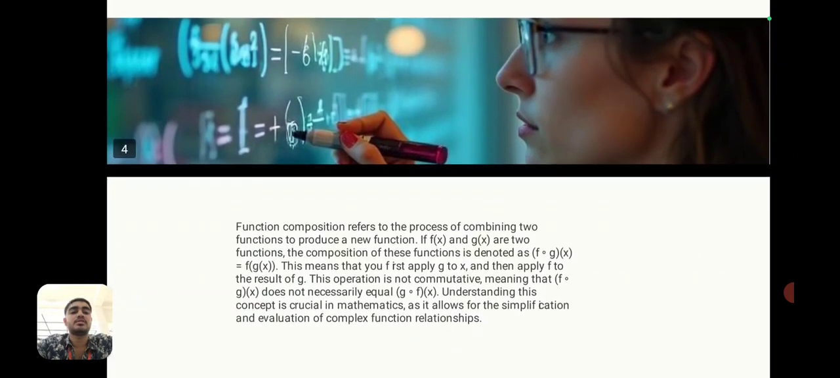Function composition refers to the process of combining two functions to produce a new function. If f(x) and g(x) are two functions, the compositions of these two functions are f∘g(x) and f(g(x)). This means that you first apply g to x and then apply f to the result of g. This operation is not commutative, meaning f∘g(x) does not necessarily equal g∘f(x). Understanding this concept is crucial in mathematics as it allows for the simplification and evaluation of complex function relationships.